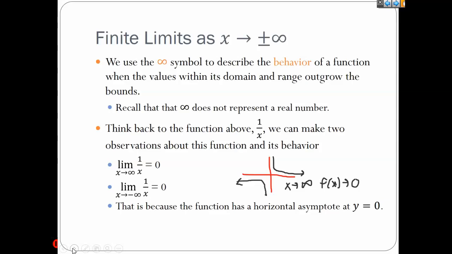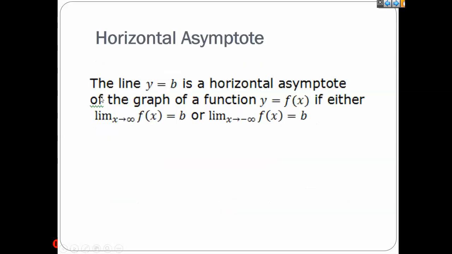As x was going to negative infinity, f of x was also going to 0. So that's what this limit is stating here. The reason this occurs is because of the horizontal asymptote at 0. Horizontal asymptotes are always described as y-equals equations.